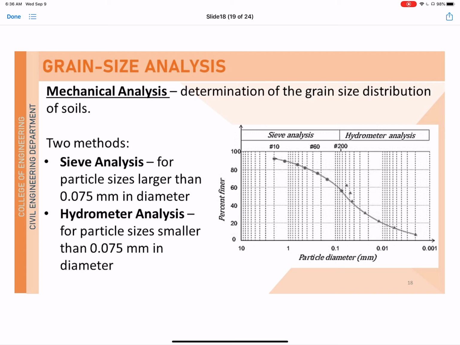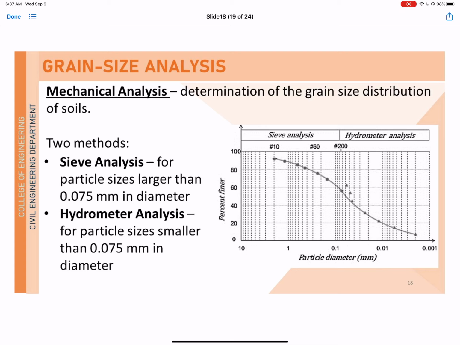So meaning to say, the sieve analysis can only evaluate soil larger than 0.075, or soils that are not considered silt or clay, or not considered fine materials. And the hydrometer analysis is the one used to evaluate these very small particles. So for those particle size smaller than 0.075 millimeter in diameter, we use hydrometer analysis instead of sieve analysis. And the figure here on the right shows a sample of grain size distribution curve.